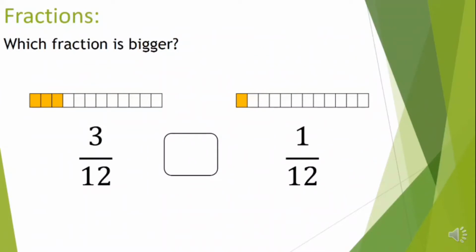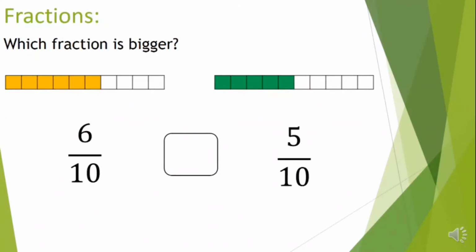And then moving on now to a very similar example, in the sense that we're just comparing two fractions that have the same denominators. So both of these bars have been split into 12 equal parts, same denominator, 12 for both. All we need to do then is compare the two numerators. So the first one's got 3 parts shaded in, the second one's got 1 part shaded in. So clearly the 3/12 is bigger than the 1/12.